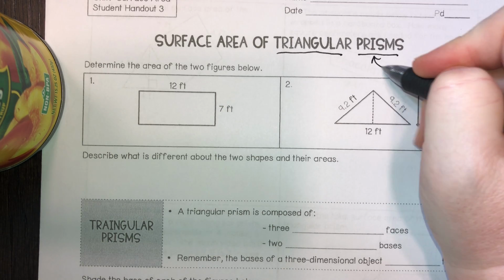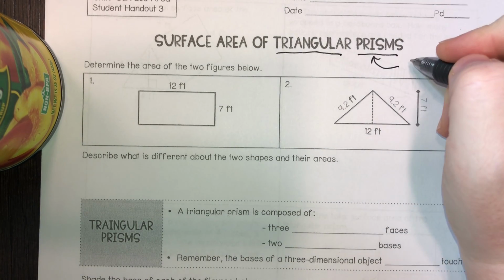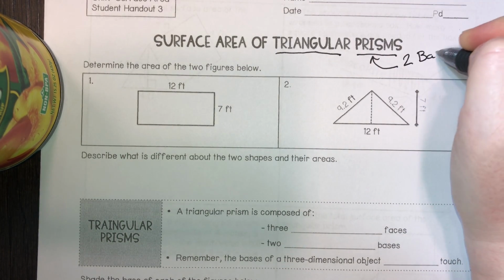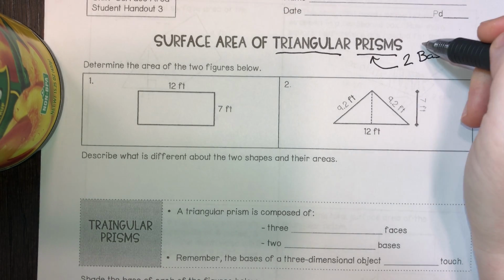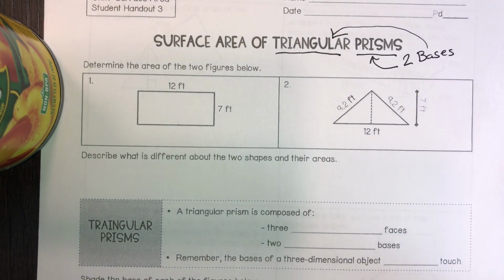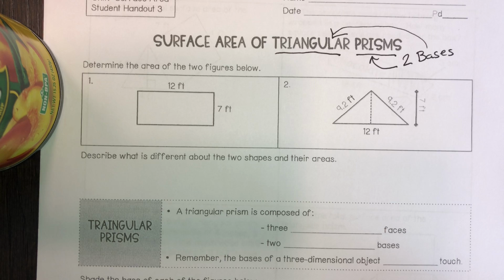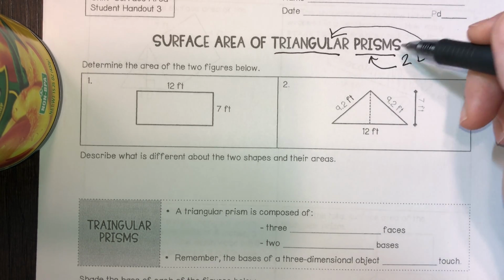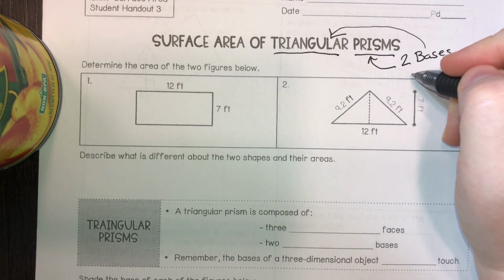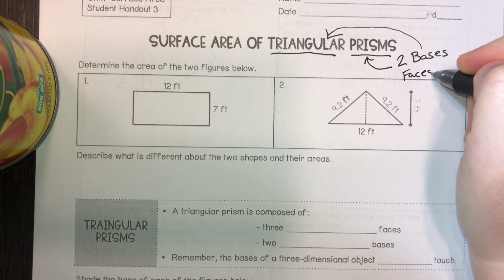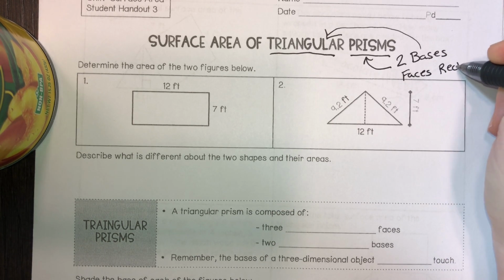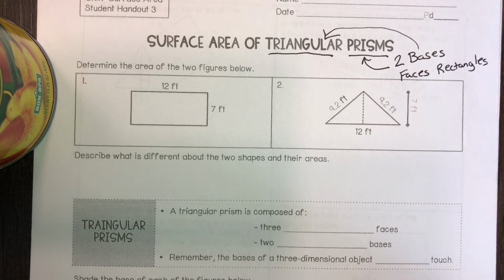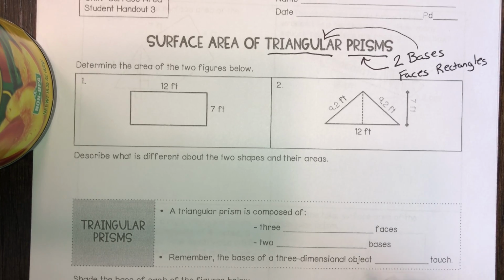It is a prism, which means that it has two base shapes. And not only does it have two bases, but the first name tells me what kind of bases. They're triangles. The other part, the fact that they're prisms, also tells me that the faces are rectangles. Okay, those are characteristics that would make it up.